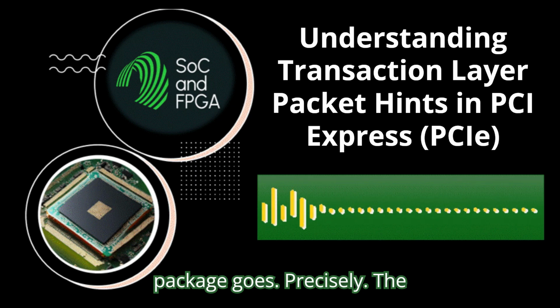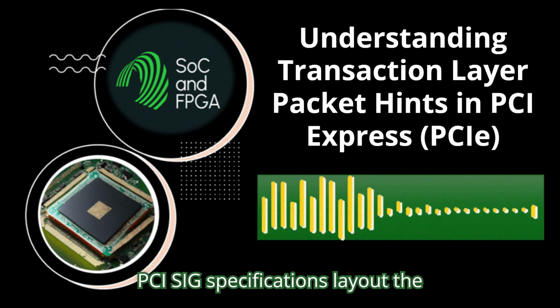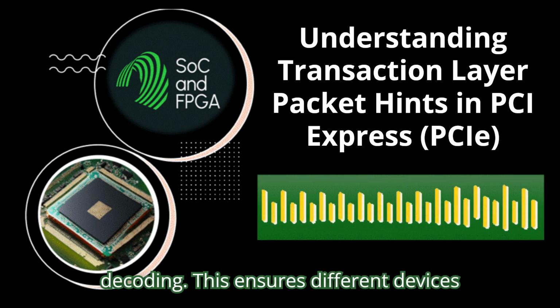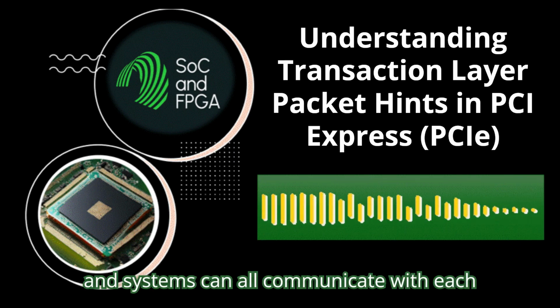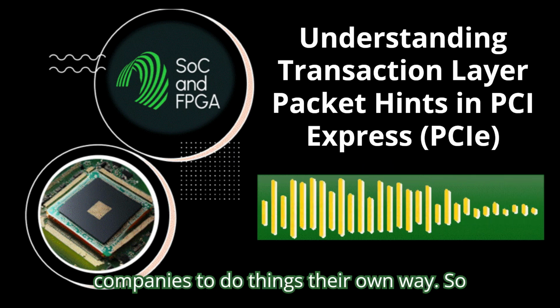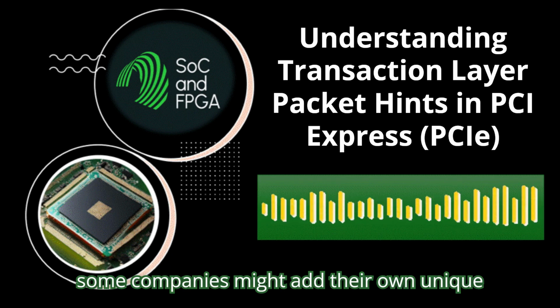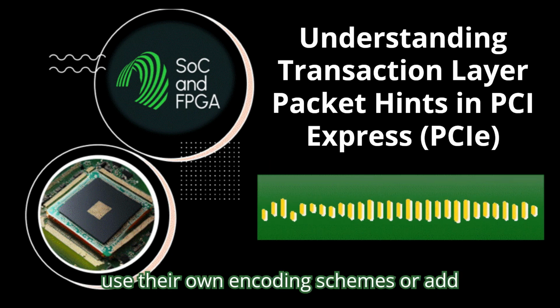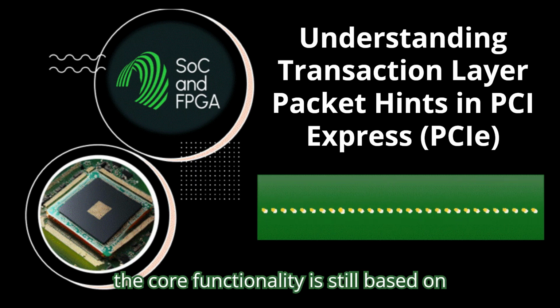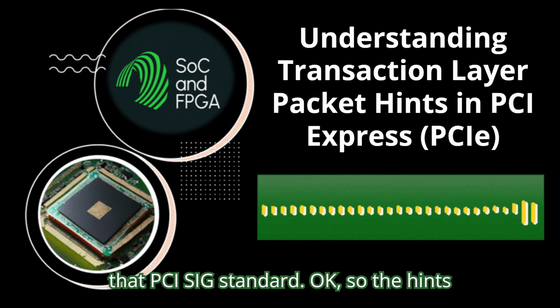Precisely. The PCI SIG specifications lay out the standard format for this encoding and decoding. This ensures different devices and systems can all communicate with each other. But there's also some room for companies to do things their own way. So some companies might add their own unique twist to the process. Right, they might use their own encoding schemes or add some extra information to the tags, but the core functionality is still based on that PCI SIG standard.